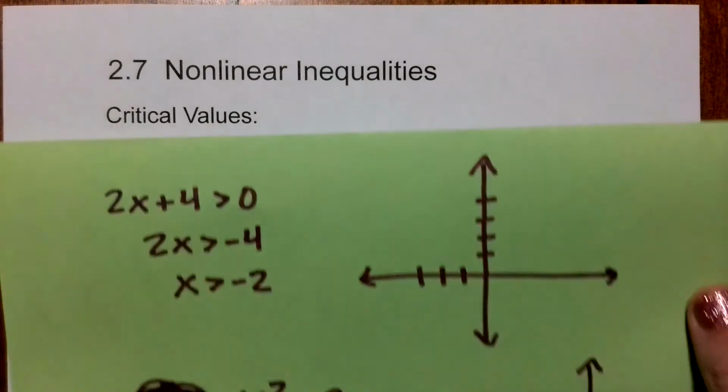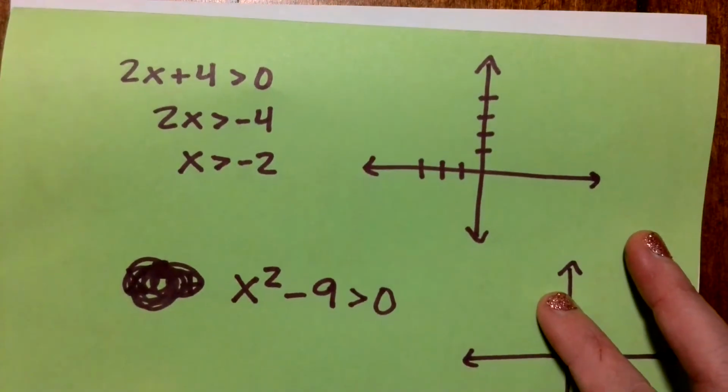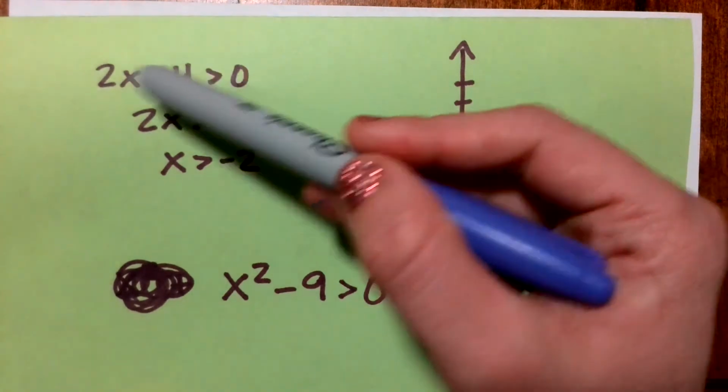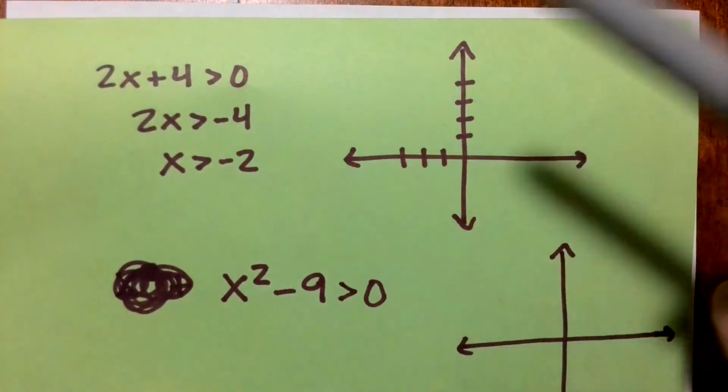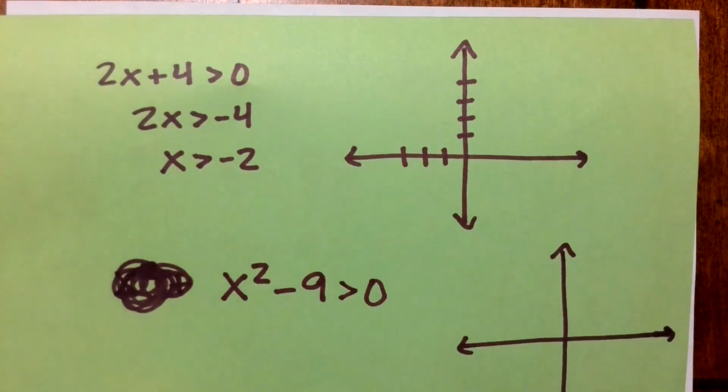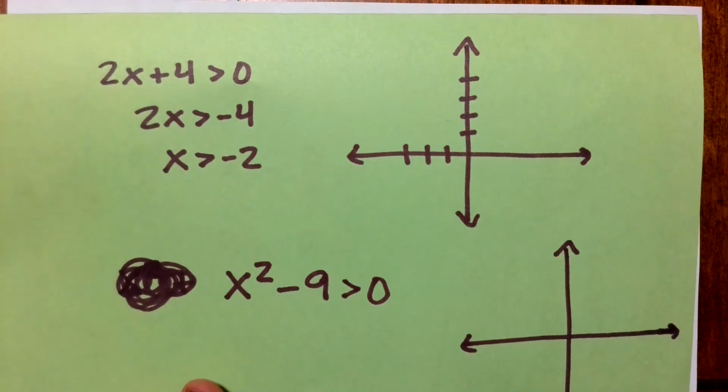Before we get there, though, I want to look at a linear inequality so that we can see why this works, what we're about to do. If we have a linear inequality, that just means we have just an x to the first in the inequality, like this: 2x plus 4 is greater than 0. And then of course we can solve it like an equation and we end up with x is greater than negative 2.